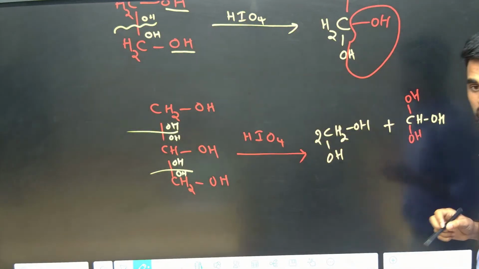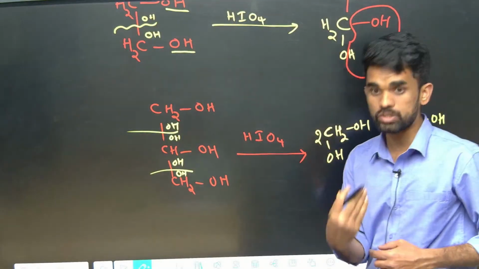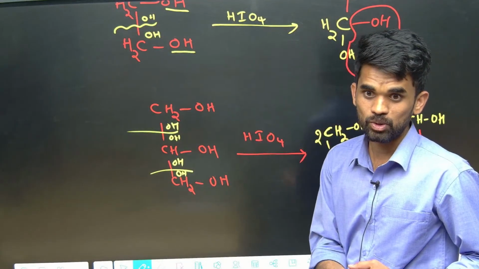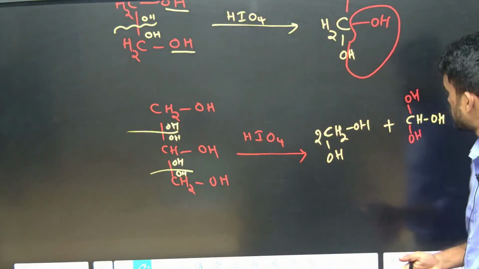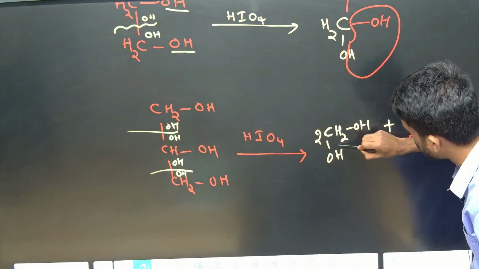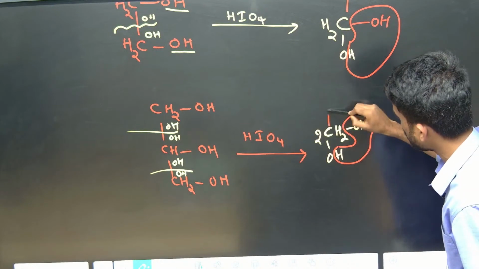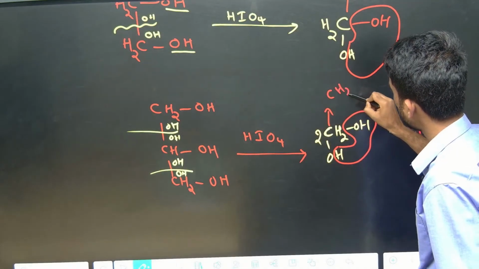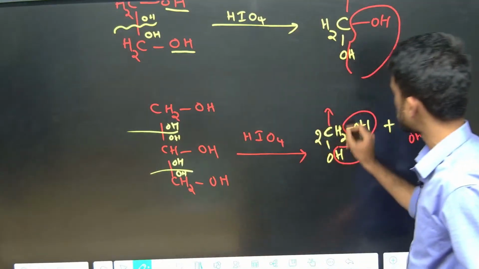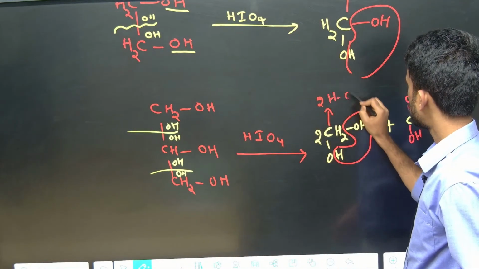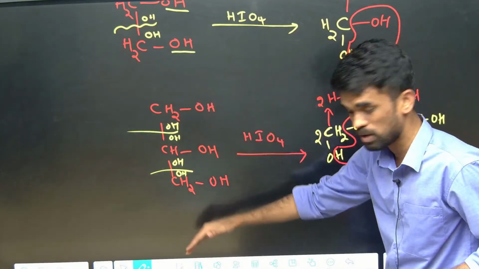Now, what I told you: if on the same carbon more than one OH group is present, what do we need to do? Remove water molecules, the possible number of water molecules. If you remove like that, you will get the aldehyde, formaldehyde. So how many moles are you getting? 2 moles of formaldehyde, one from the above side and one from the below side.